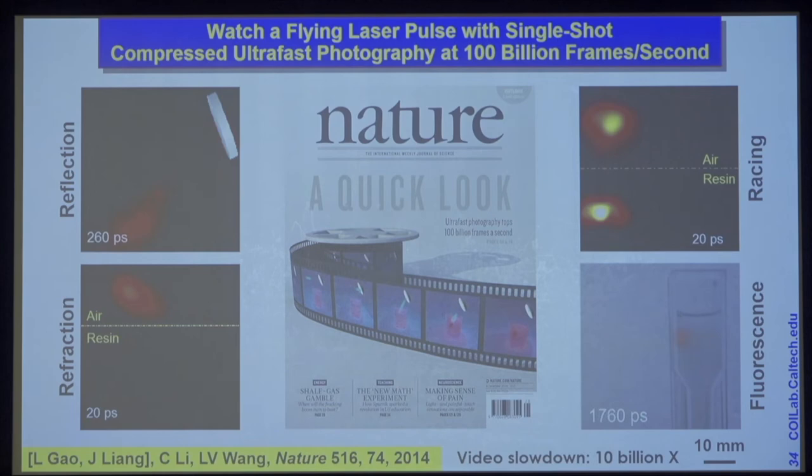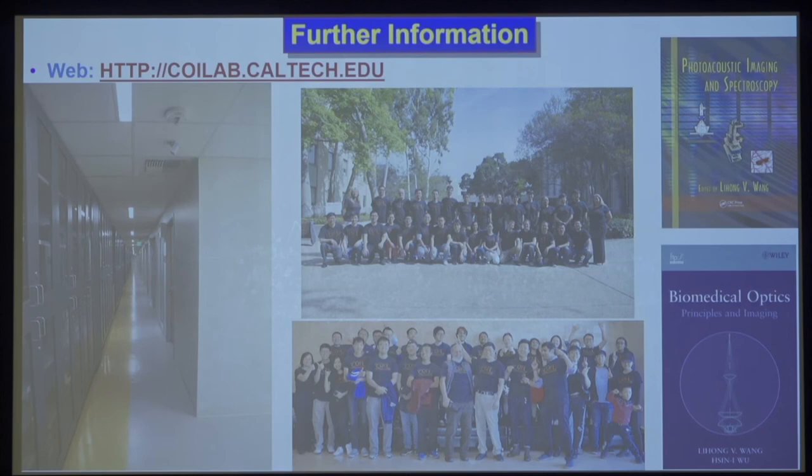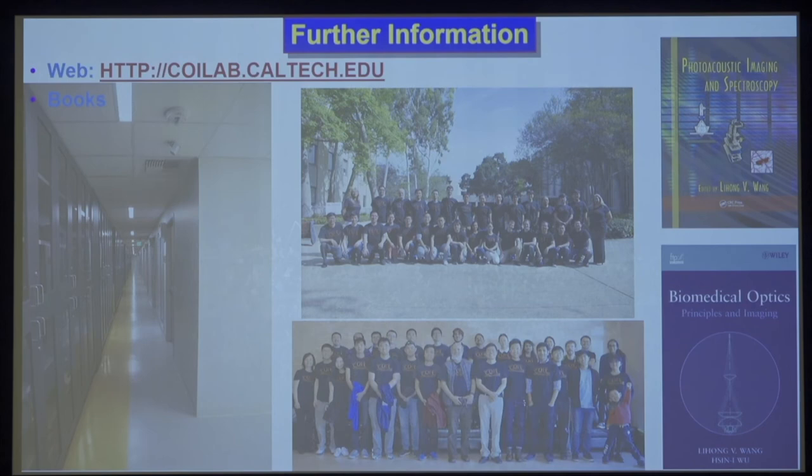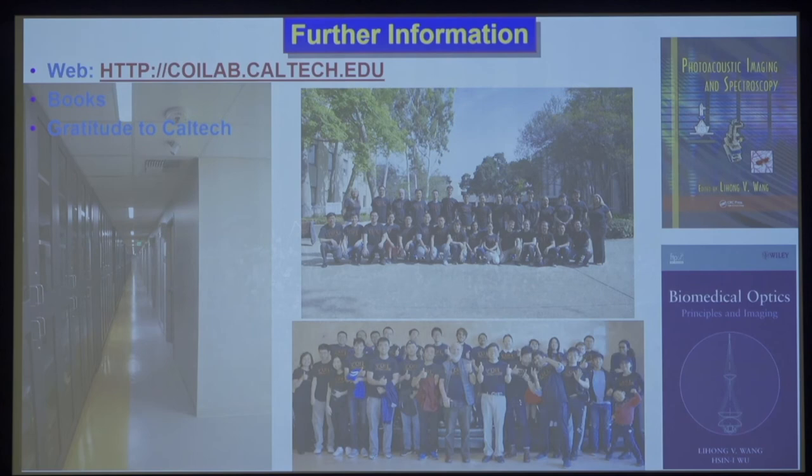Finally, for more information, please visit our website, which has a lot of other related information. We have two books that give you a lot more details about what we do. I'm definitely very grateful for Caltech, which has built us a dream lab. You can see this is one of the floors of our lab. We organize the lab by multi-scale imaging. In the proximal end, we have nanoscopic imaging. At the very far end, we have macroscopic. In fact, we're doing human imaging at the very far end.